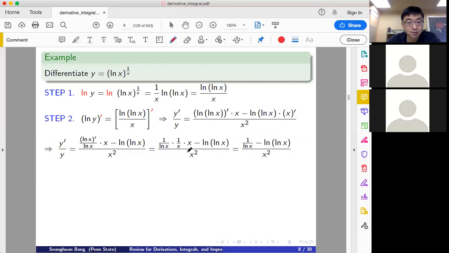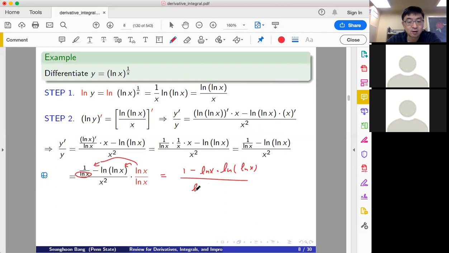So next is to simplify. The x is crossed out. So we have this one. Next, I will multiply top and bottom by the denominator ln of x. So what happens? Distribute this one. ln of x is gone. 1 minus ln of x times ln of x, over ln of x times x squared. So we have it done like this.